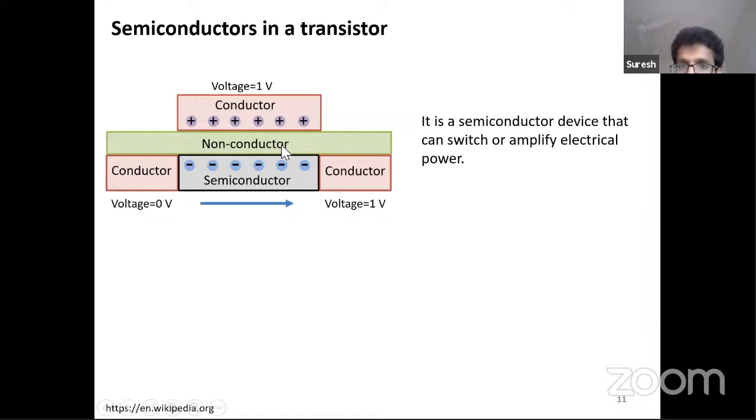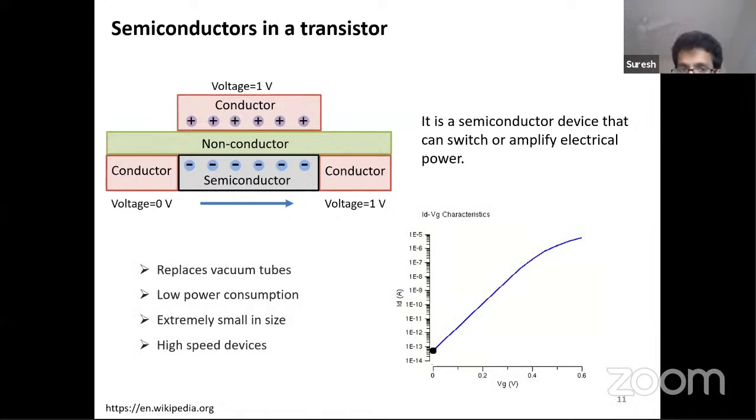So the transistor is nothing but a three-terminal device. For example, this is the gate electrode, source, drain, and then you have a non-conductor and a semiconductor. This is a simple structure of a transistor. Of course, there are different structures, but I'm just showing you one. So semiconductors can be used in transistors. In a transistor, you can control the charge carrier flow. That can lead to controlling the conductivity, which can be used in different electronic devices, right?